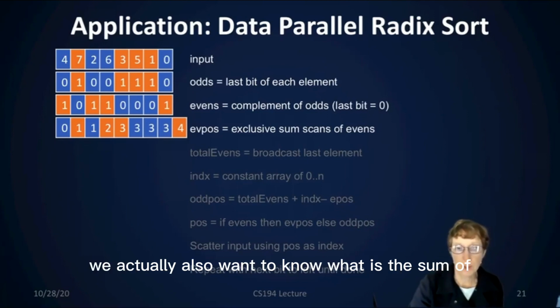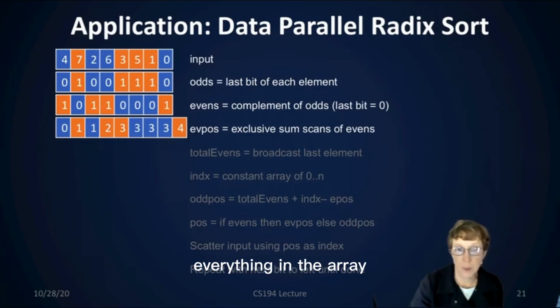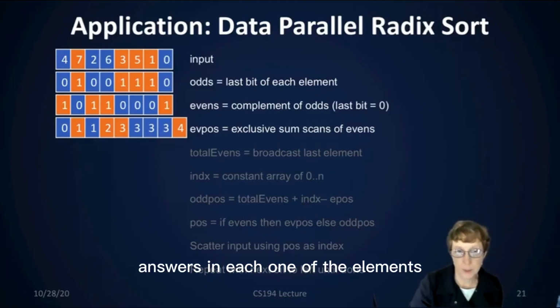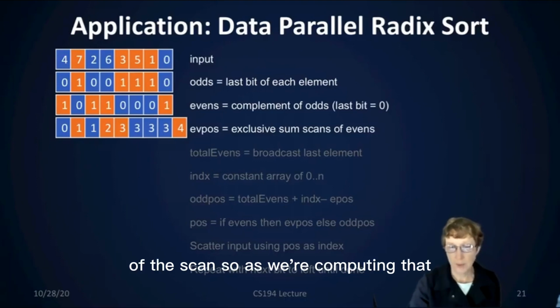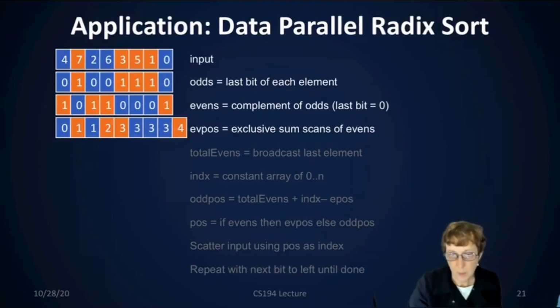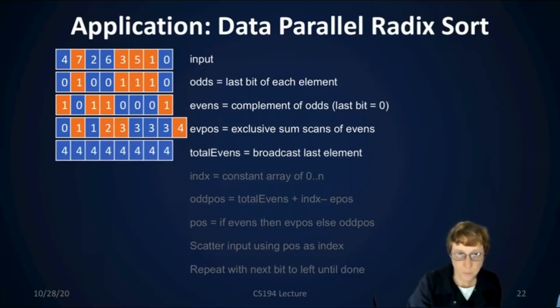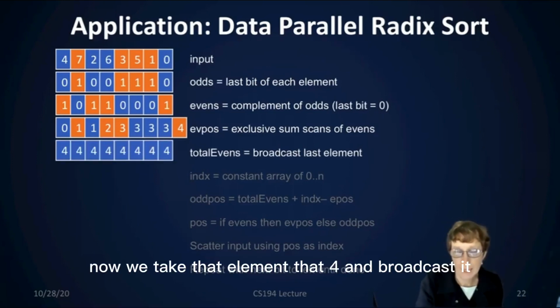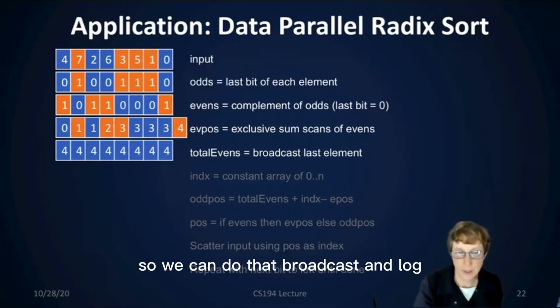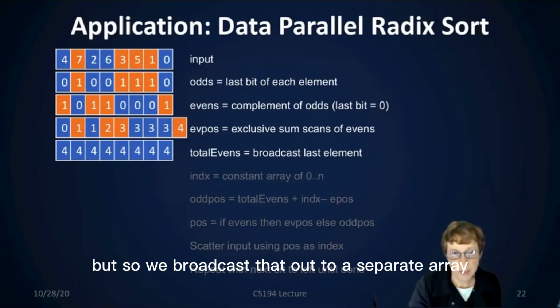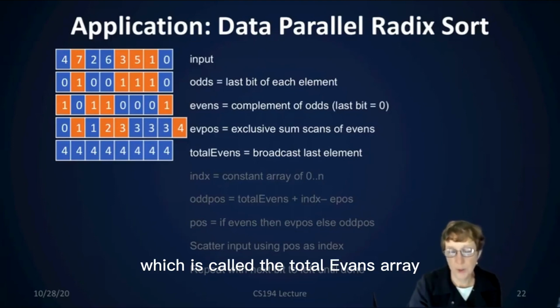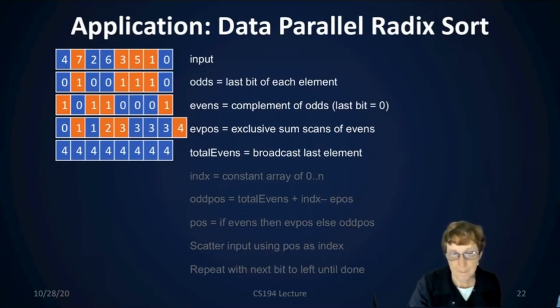I have stuck an extra element on the end of this because as we're computing this, we actually also want to know what is the sum of everything in the array. So we want the exclusive answers in each one of the elements, but we also want the 4 here, which is the sum of the scan. So as we're computing that, we can get that value out as well in a data parallel way. Okay, now we take that element, that 4, and broadcast it. So we can do that broadcast in log n time or log p time, but so we broadcast that out to a separate array, which is called the total evens array.